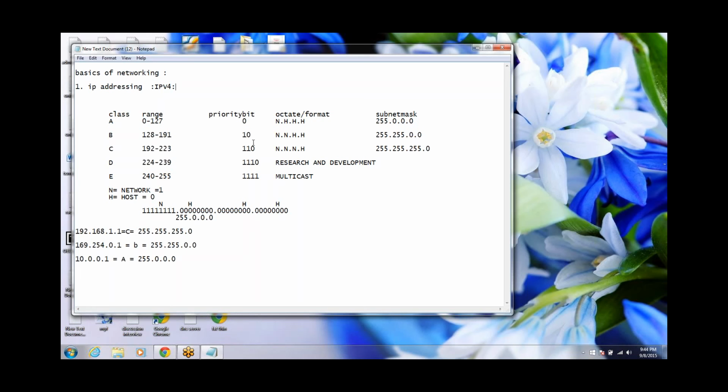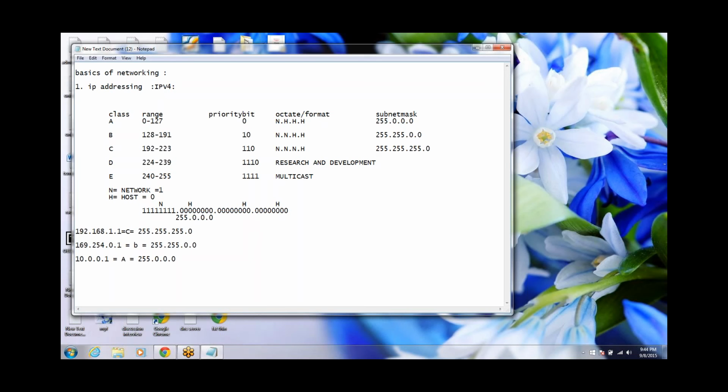Now, for classes A, B, and C, we have the octet format. We don't have the octet format for class D and E. And the subnet mask is calculated from this octet format. Now, what is the purpose of the octet format? Why do you require this octet format?